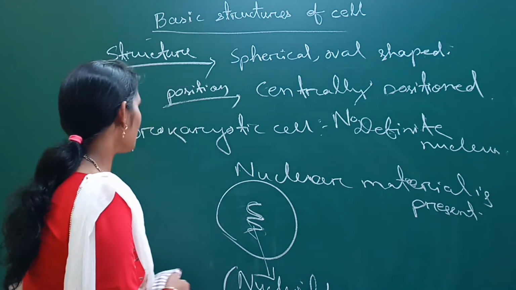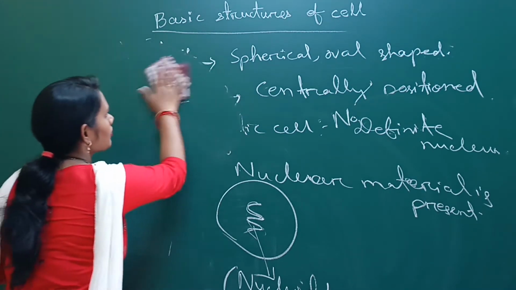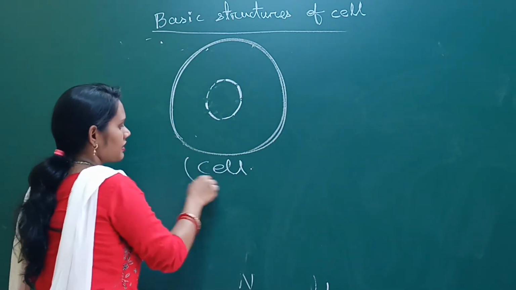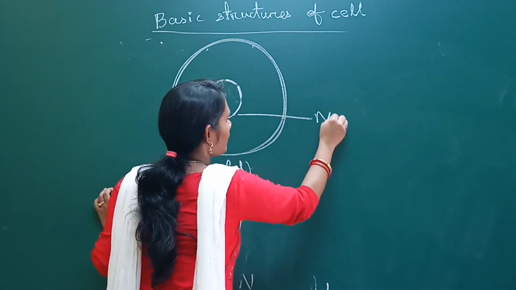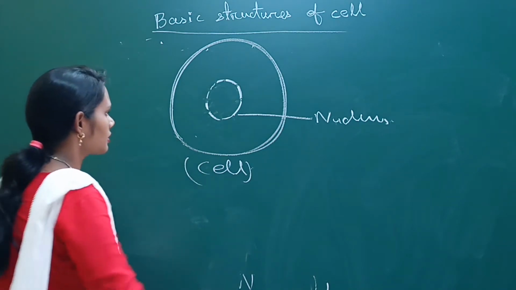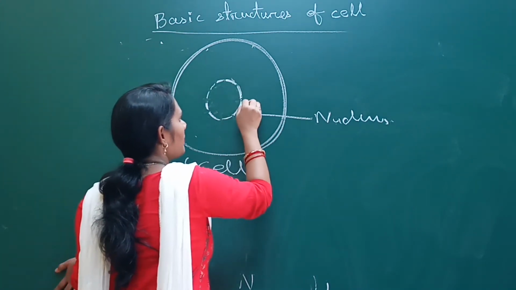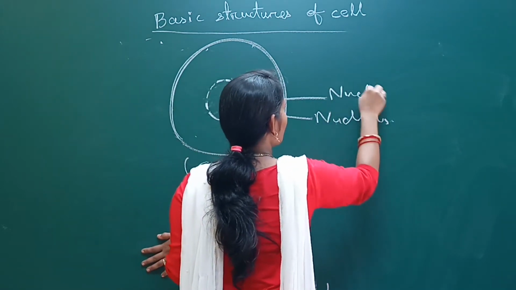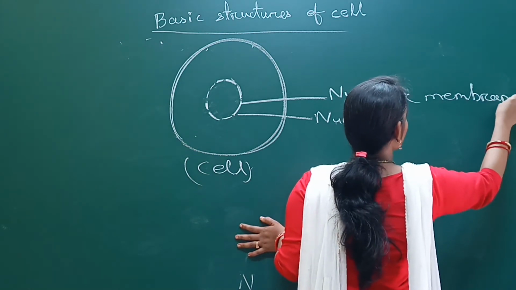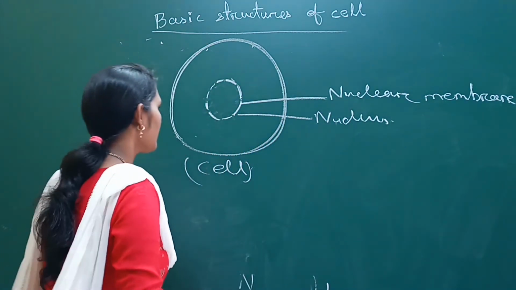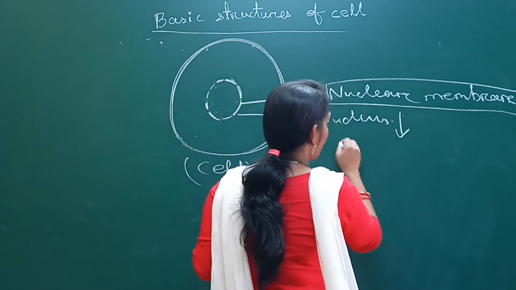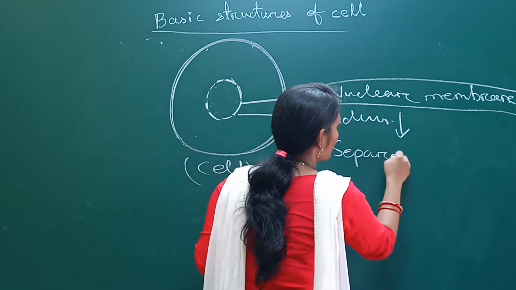Okay, so it's all about the structure of the nucleus. If we go to the structure of a nucleus, it is the cell, and in the center position is the nucleus. The nucleus has three basic structures. One is the nuclear membrane, which is the outer covering of the nucleus. The nuclear membrane separates the nucleus from the cytoplasm.